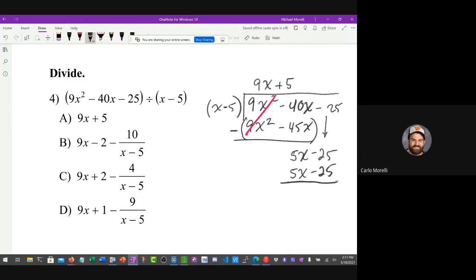Whenever you see the thing is stacked on top of the thing that's the same, you know there's not going to be any remainder, but here's the work. Put it in parentheses, cancel, cancel, no remainder. So this is your quotient, 9x plus 5. Okay.